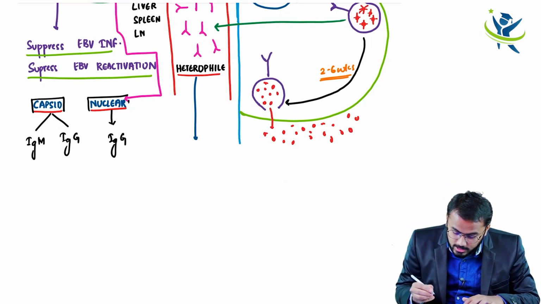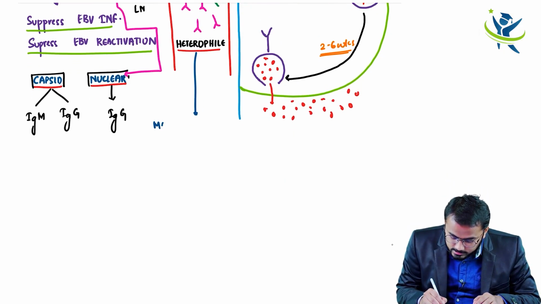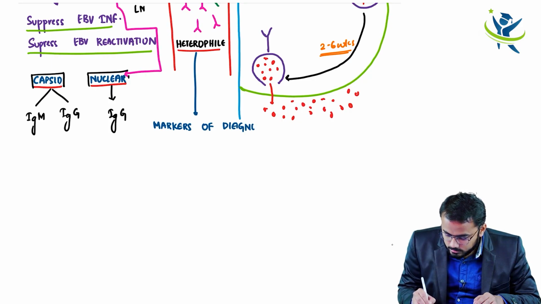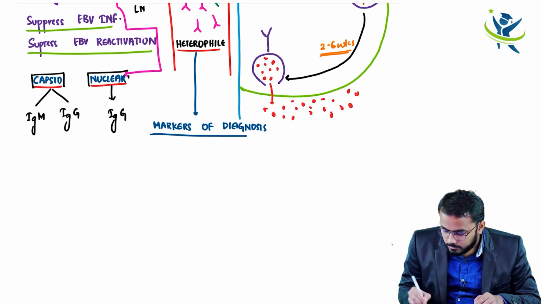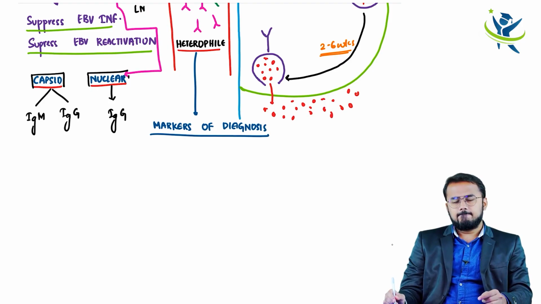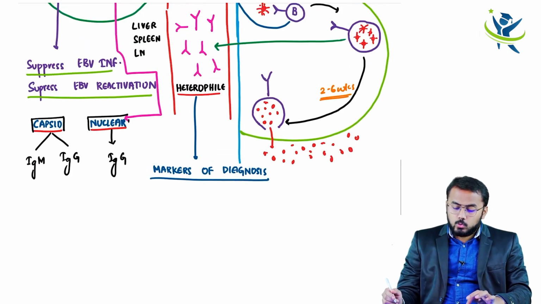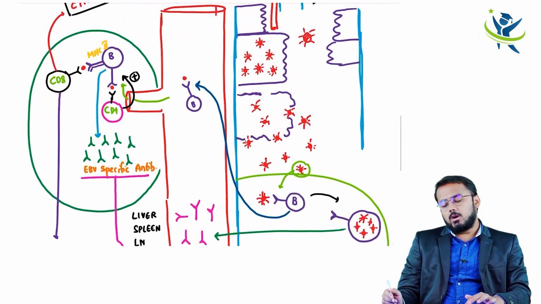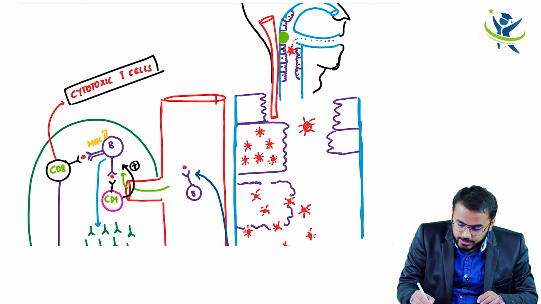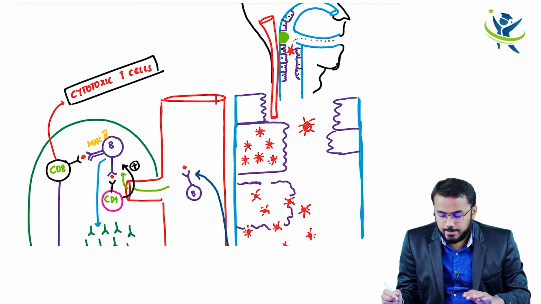Heterophile antibodies are markers of quick diagnosis, right? Markers of quick diagnosis, heterophile antibodies. Clear? So, now you are going to tell me what is happening with this patient, right? What is happening with this patient?